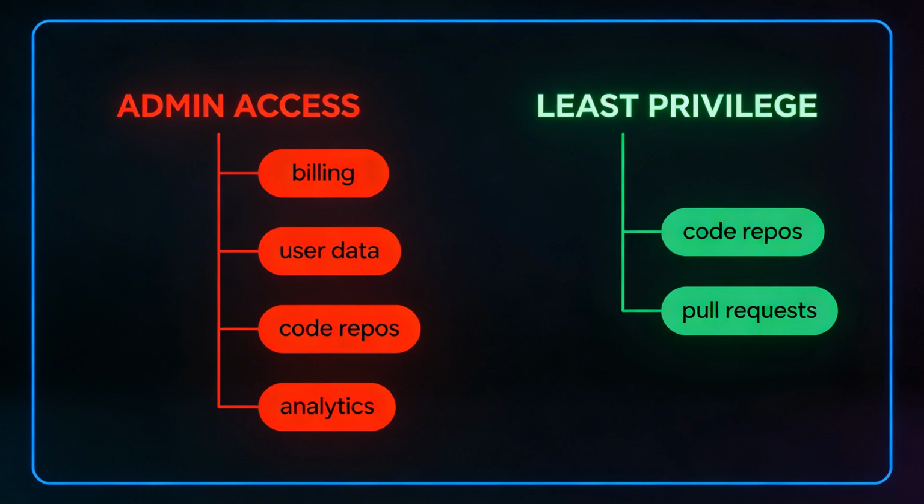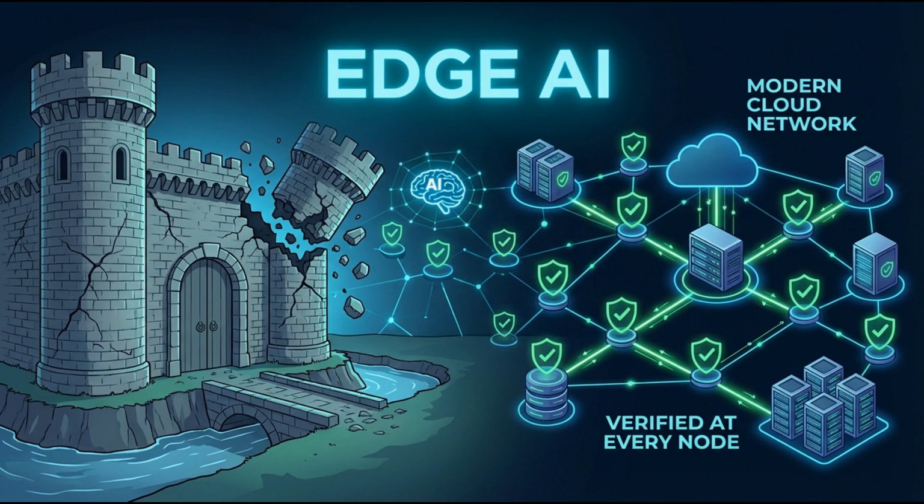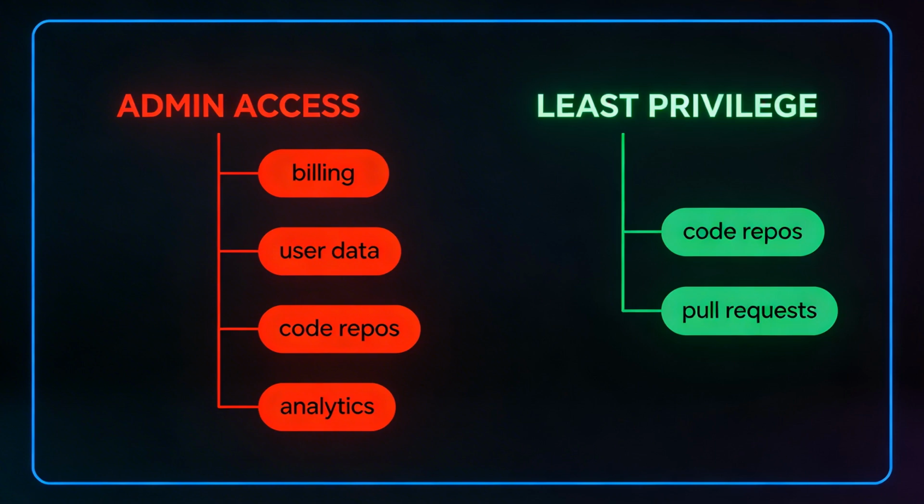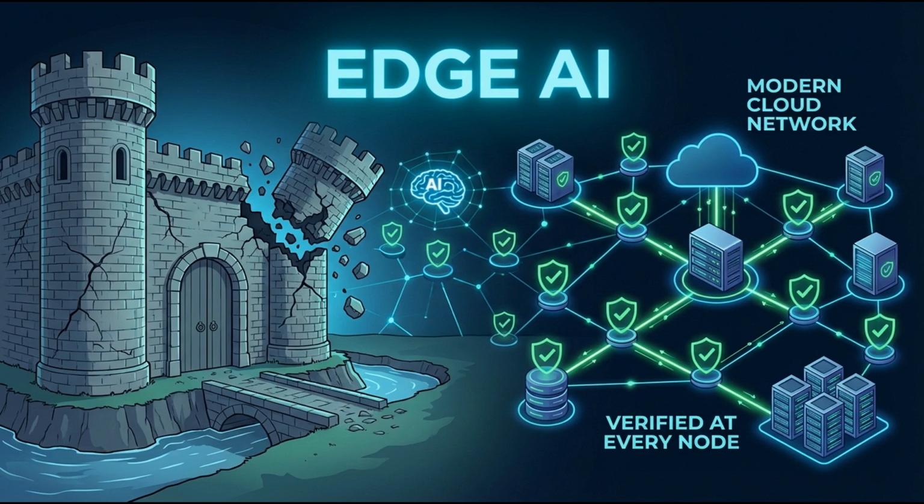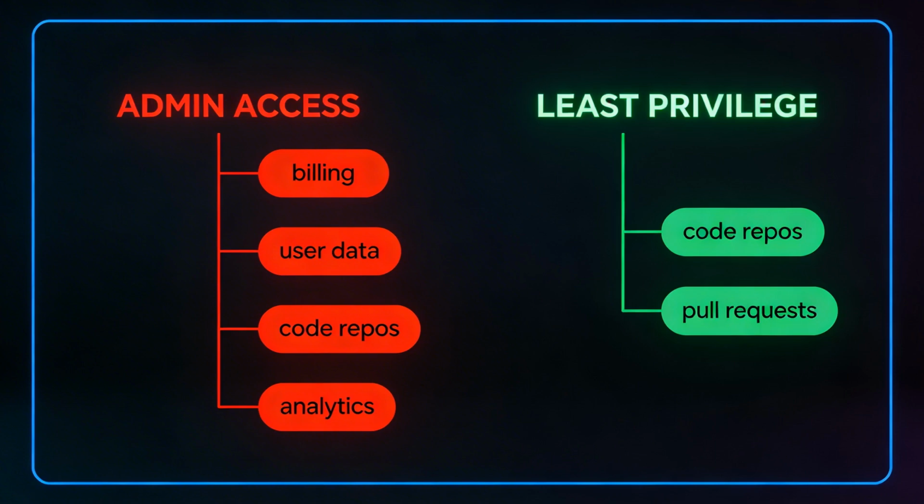Principle 2, least privilege access. Give people and systems only the minimum access they need to do their job and nothing more. A developer doesn't need access to the billing system. An AI agent analyzing code doesn't need access to customer data. If they don't need it, they don't get it.